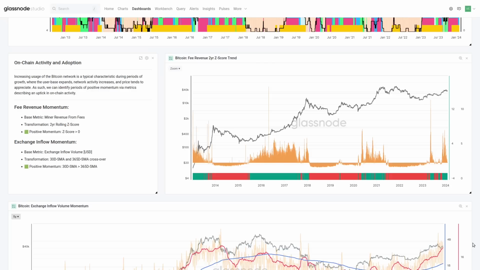So starting with the on-chain activity, when is the Bitcoin network alive, growing? We're seeing an expansion of its user base. There's lots of volume flowing around. How can we really assess when we have positive momentum on the adoption and activity front?